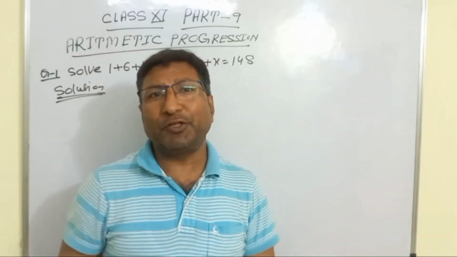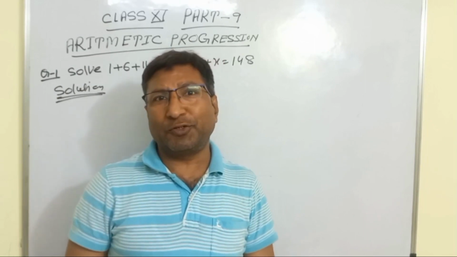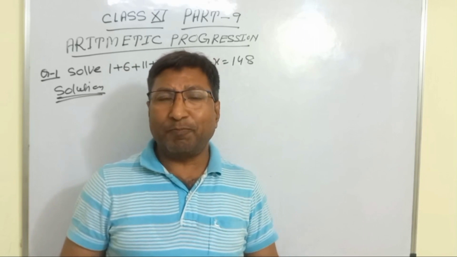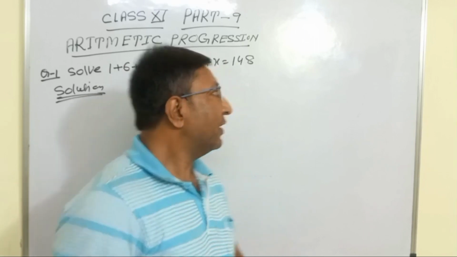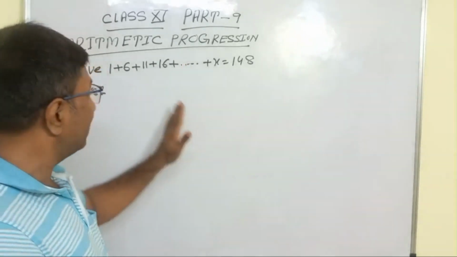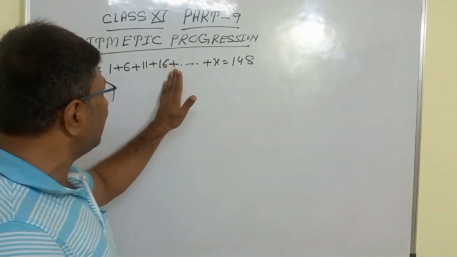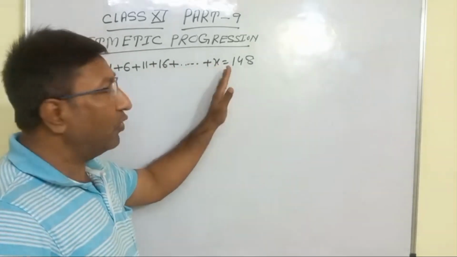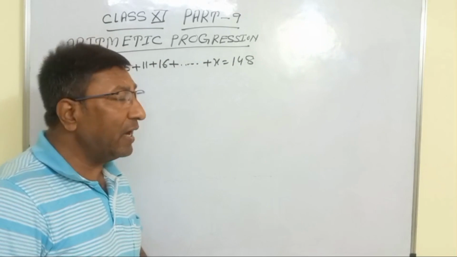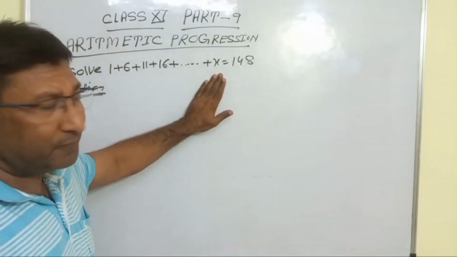Today I am going to start a very important question, arithmetic progression, class 11th math part 9. Here the first question is: solve 1 plus 6 plus 11 plus 16 plus ... plus x equal to 148. So we have to solve this question and find the value of x.